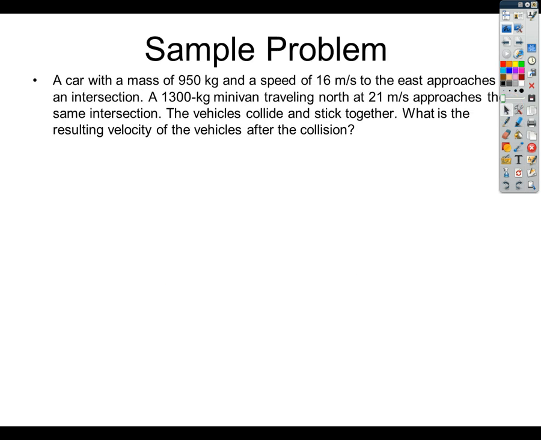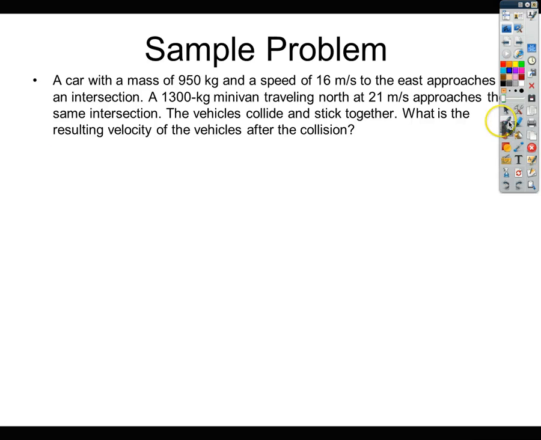Next one's a little bit more difficult. You have a couple of cars. You have a car with a mass of 950 kilograms. It's moving at a speed of 16 meters per second to the east. So let's draw a little box for the car. And here is the car. It's moving in this direction at 16 meters per second.